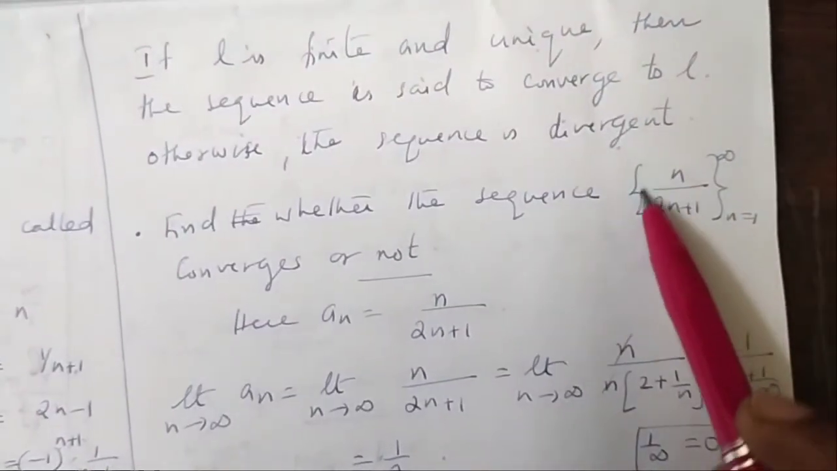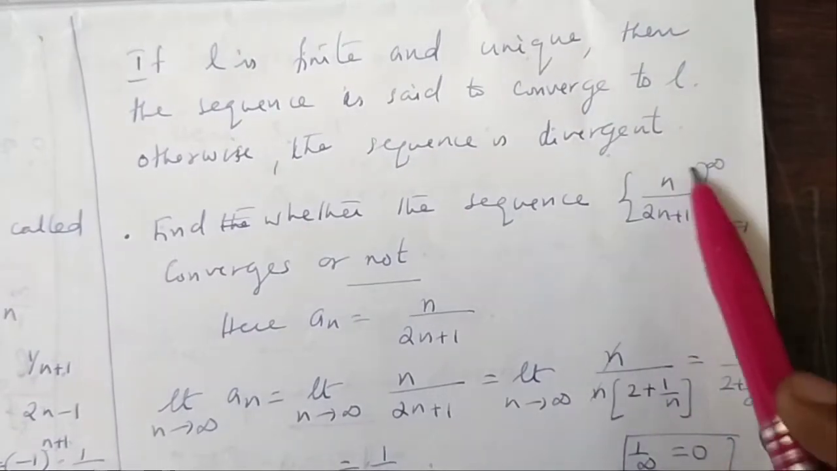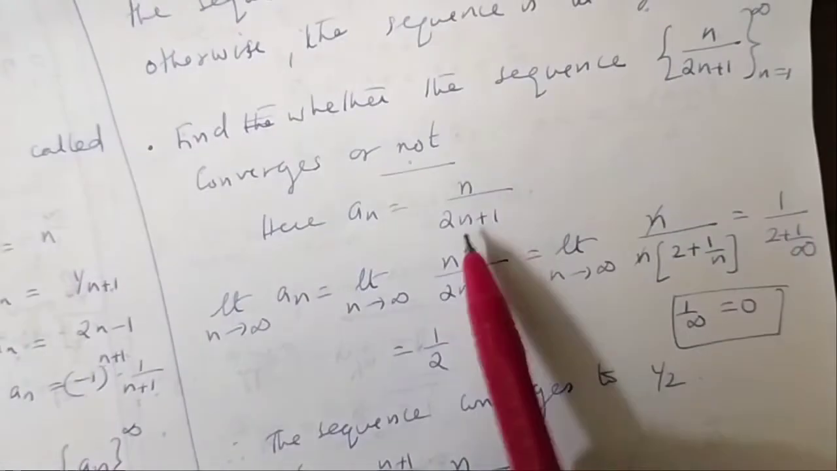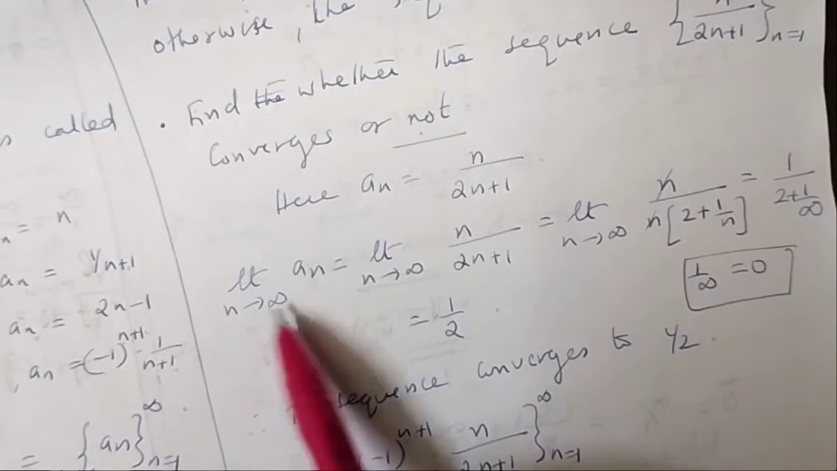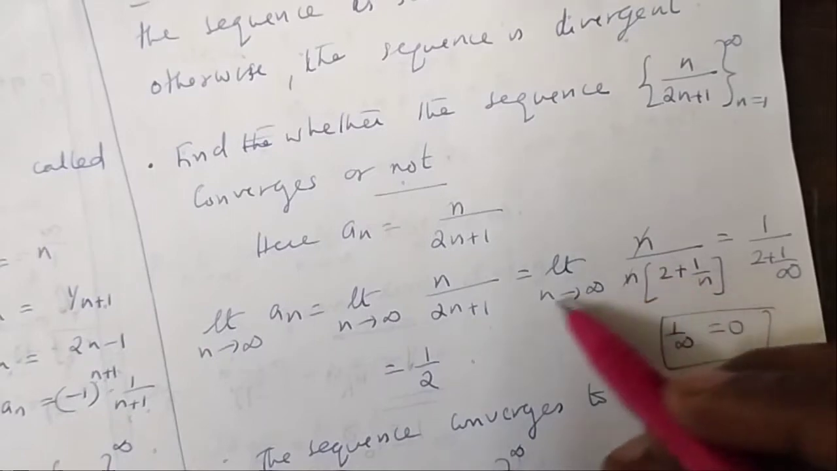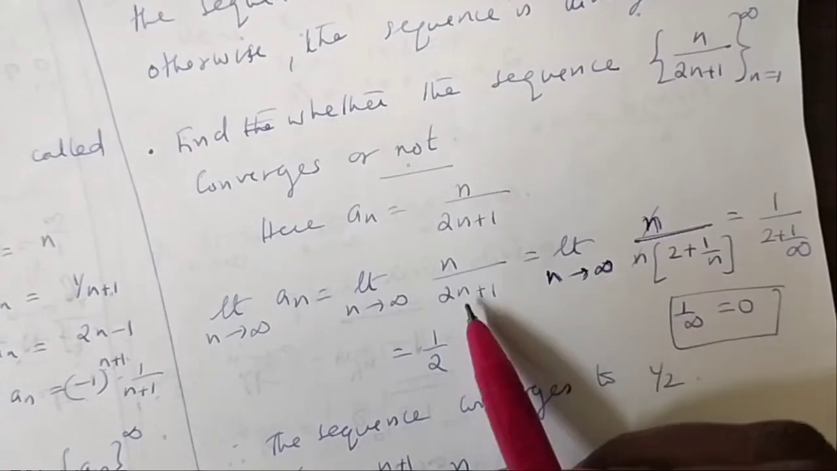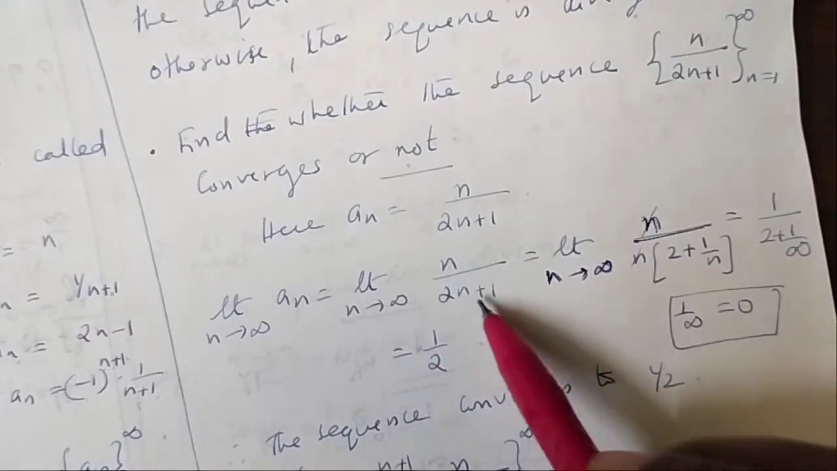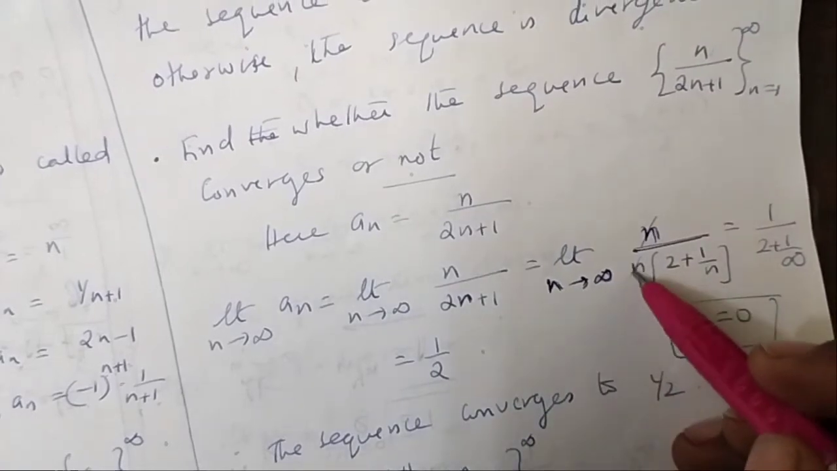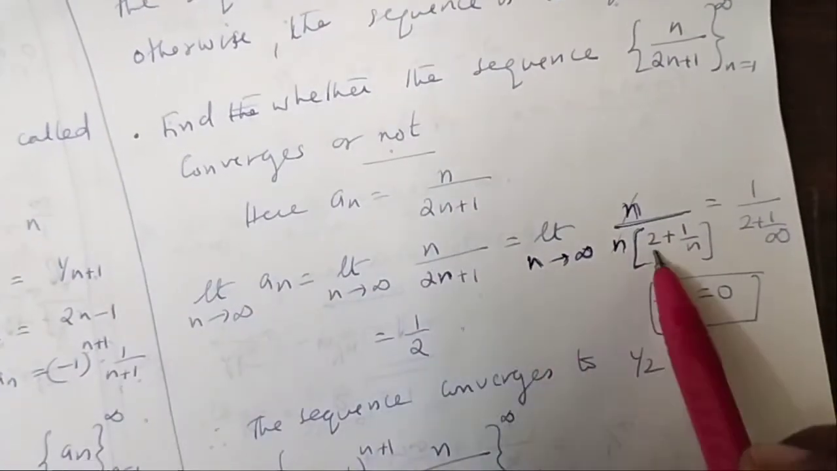If a sequence is not convergent, it is said to be divergent. For example, find whether this sequence n by 2n plus 1, n from 1 to infinity converges or not. So the nth term is given as n by 2n plus 1. What is the limit value? Limit n tends to infinity of a_n, limit n tends to infinity of n by 2n plus 1. To apply infinity, take n as common. If you take n outside, it will be 2 plus, from 1 it is 1 by n.